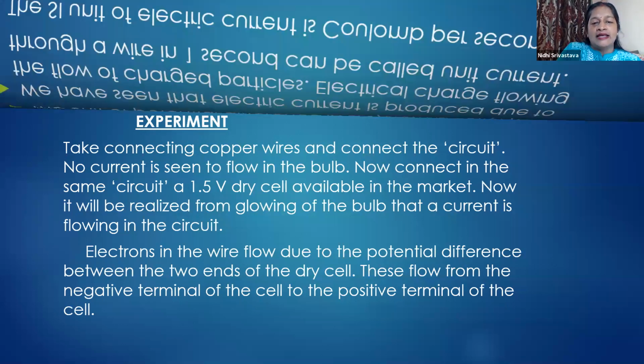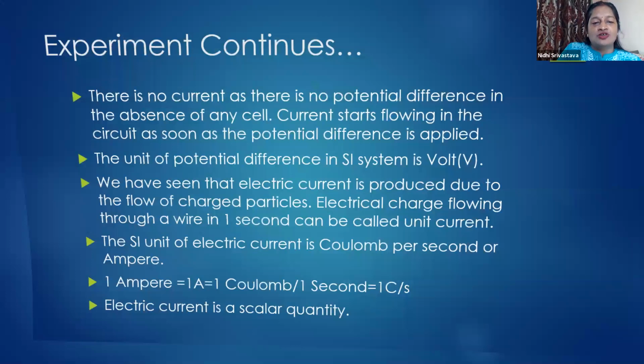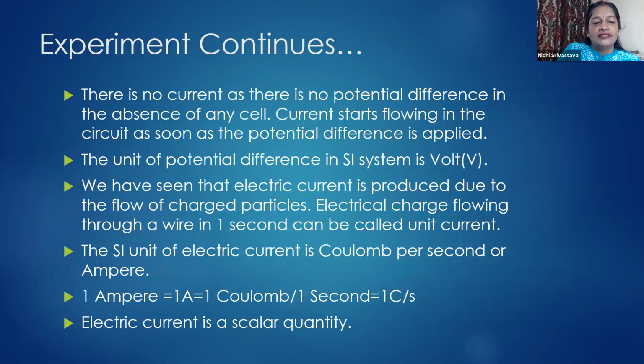There is no current as there is no potential difference in the absence of any cell. Current starts flowing in the circuit as soon as the potential difference is applied. The unit of potential difference in the SI system is the volt, V.